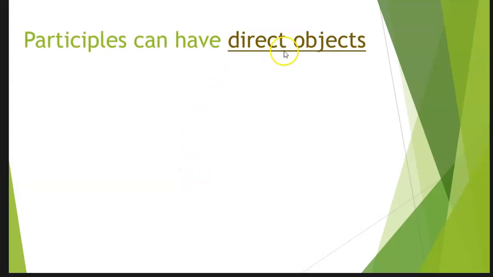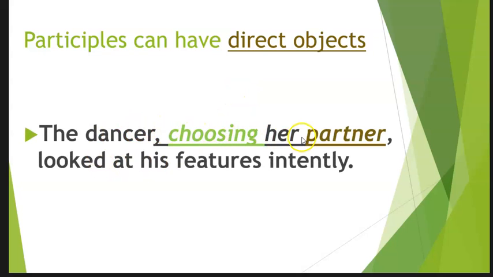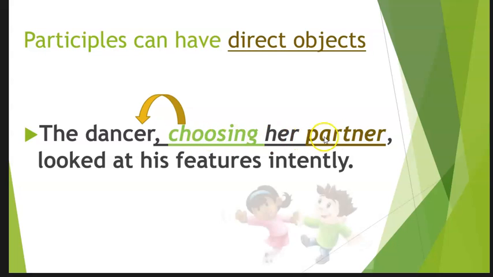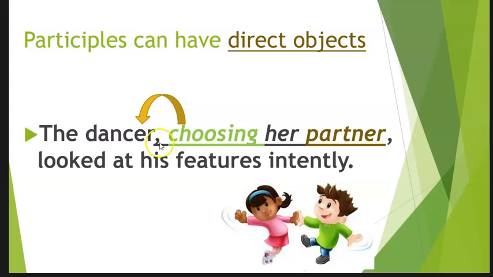So they can also have direct objects. Again, participles are, by their nature, a form of a verb, so they can have direct objects. They also become part of a phrase. So for example, the dancer, choosing her partner, looked at his features intently. Choosing here is our present participle. It is acting as an adjective, modifying dancer. Looked is the verb in the sentence. The dancer looked at his features. So choosing is an adjective. It has a direct object. What or whom is she choosing? Well, she's choosing the partner. So partner becomes your direct object. The whole thing is a phrase set off by commas, and it is known as a participle phrase.